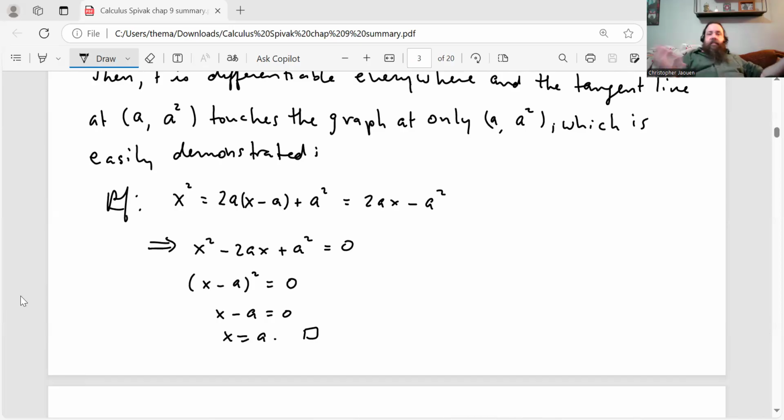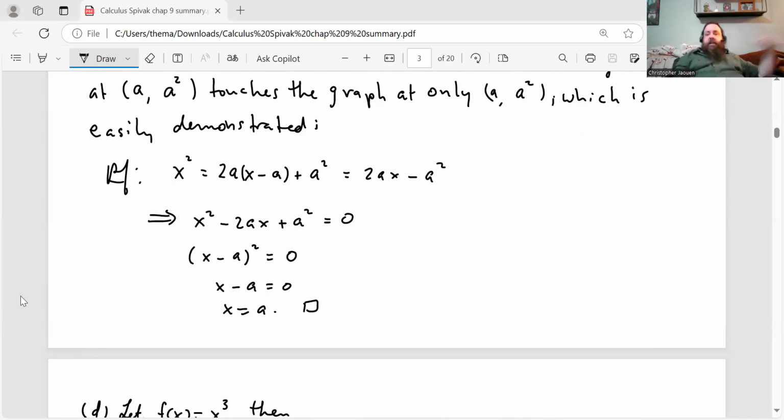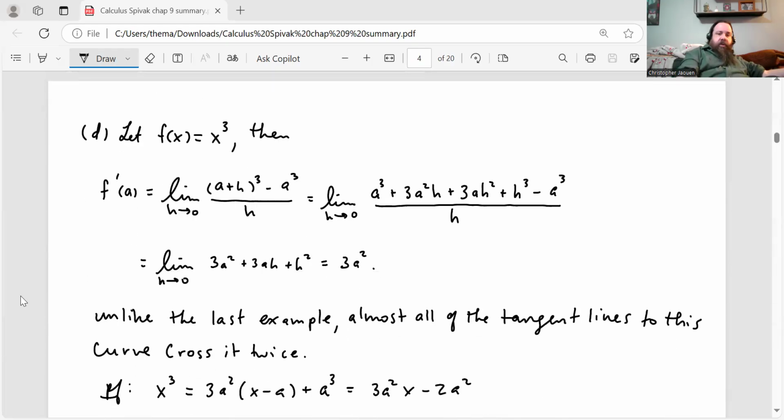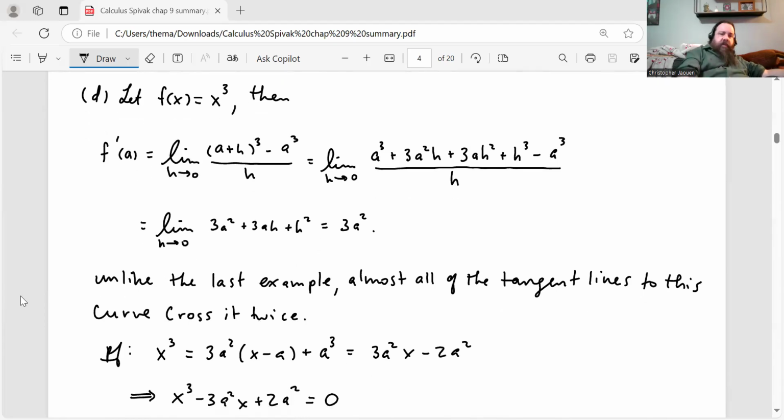Okay, now not every function has that property. Like I said a few minutes ago, some people think geometrically that's what the tangent line is. It's not, at least not the way that we define it here. There are graphs of functions where a tangent line will cross more than once. For example, in the next one, f of x equals x cubed. If we calculate the derivative of that function at the point a, we get 3a squared. Again, I'll let you look through the calculation here, but at this point, if you've been following along with my videos, you should be able to do this pretty quickly.